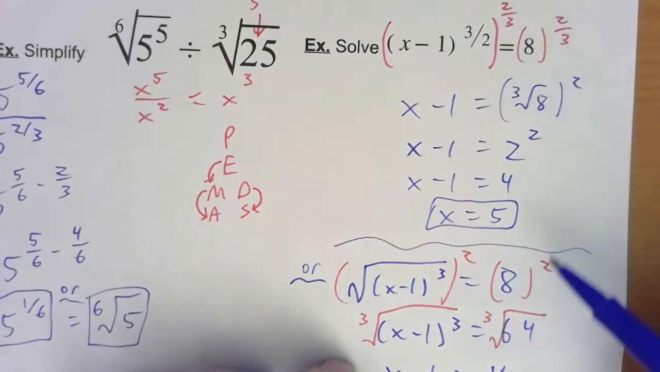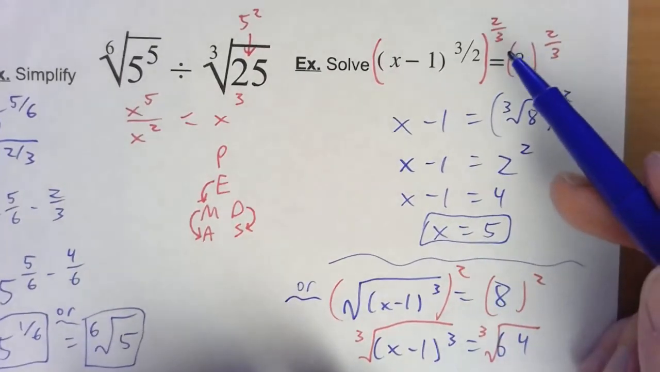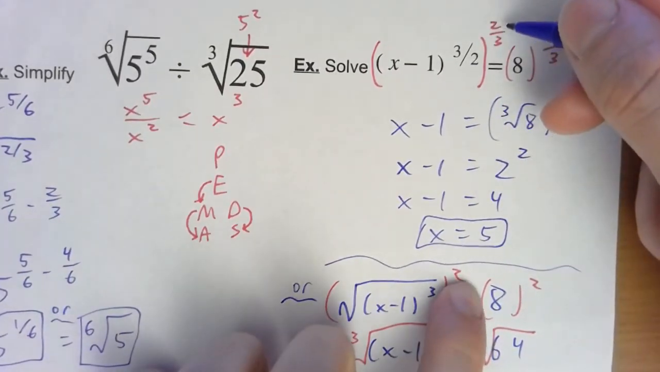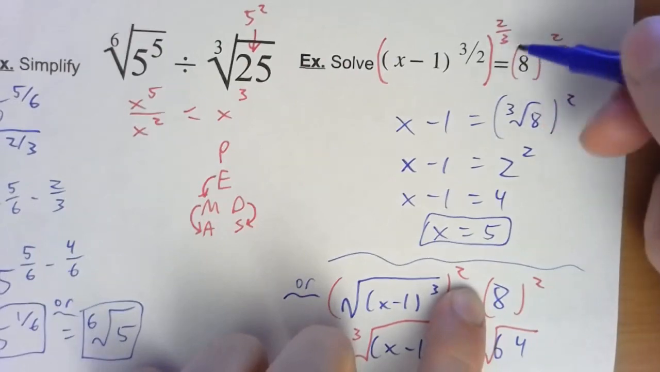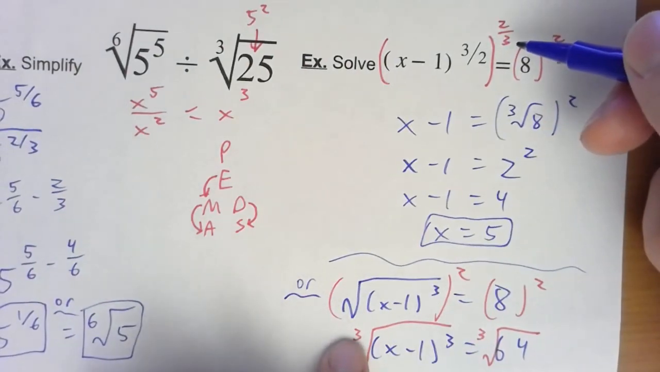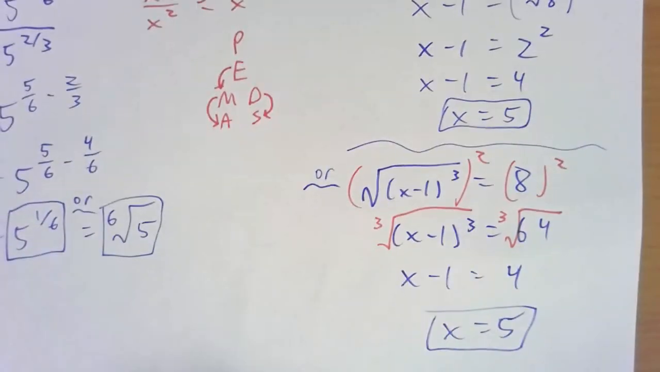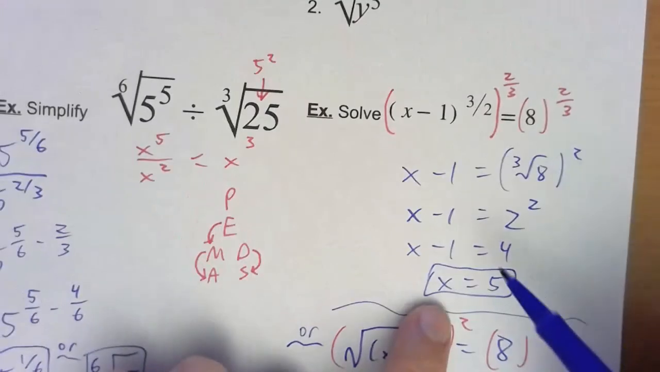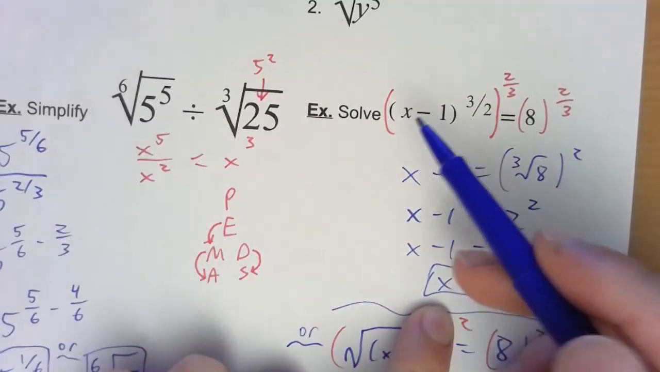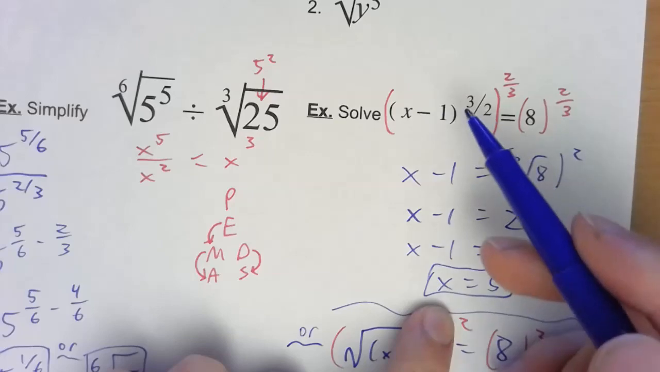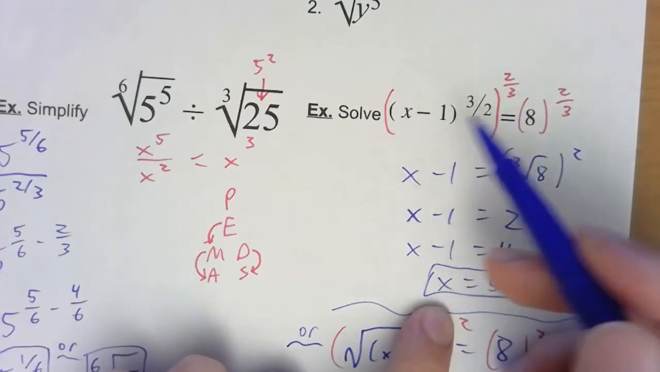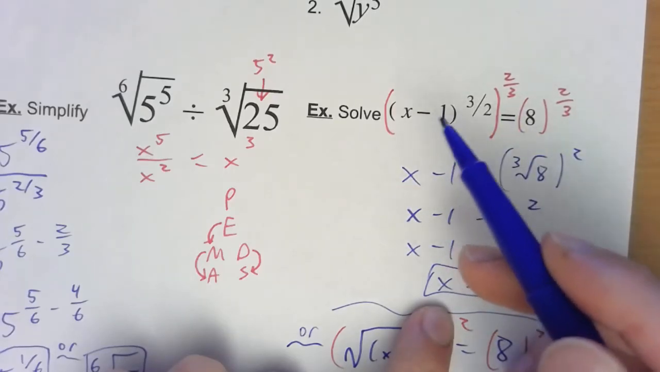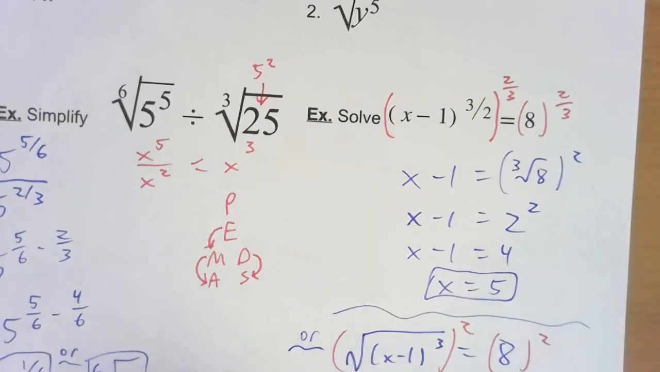Okay, we just kind of did in 2 steps what we did in 1 here. Raising to a 2/3 power, the 2 is squaring, and then the over 3 is cube rooting. So you can either do it in 1 step or you can do it in 2 steps. Either way, you get the same answer. And if you want to check your answer as well, plug in the 5. 5 minus 1 is 4. 4 to the 3/2. So we would square root the 4. Square root of 4 is 2. And then 2 cubed would be 8. So it looks good.